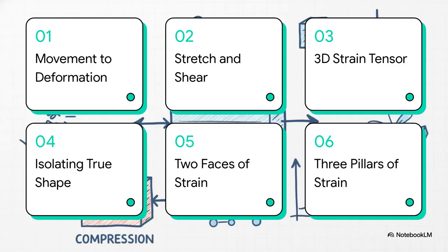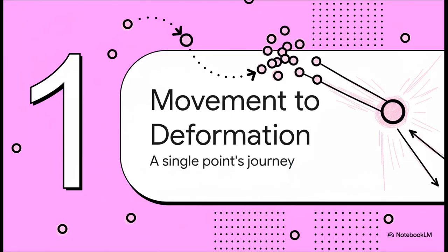Okay, here's our game plan. We're going to start super simple with just basic movement. Then we'll figure out how to measure it, and from there, we'll build up to this really powerful tool called a tensor. By the end, you'll see how it all boils down to just two fundamental ways any object can truly change its shape.